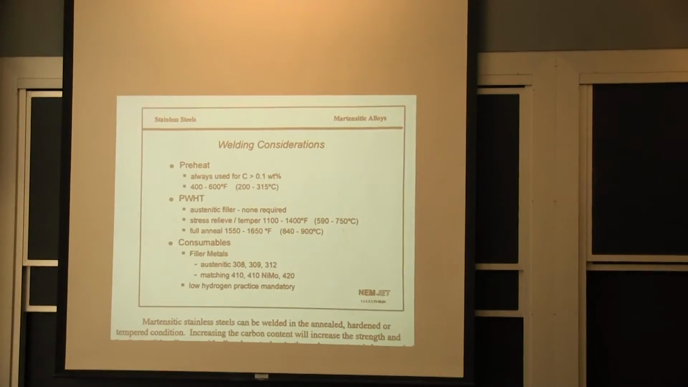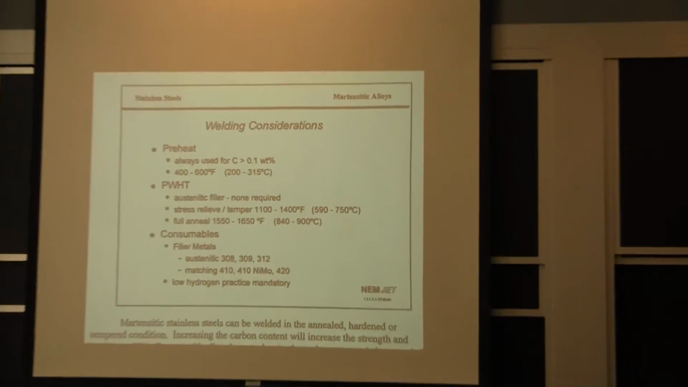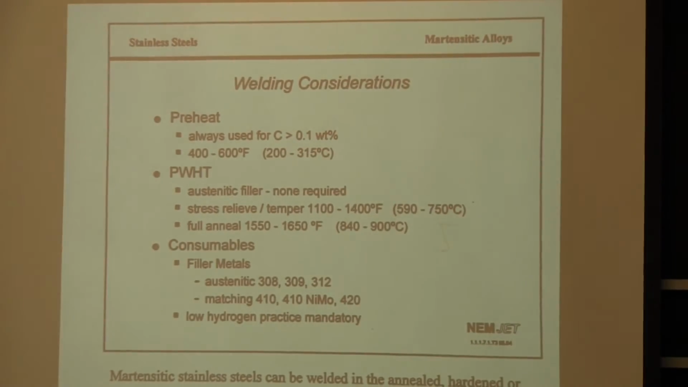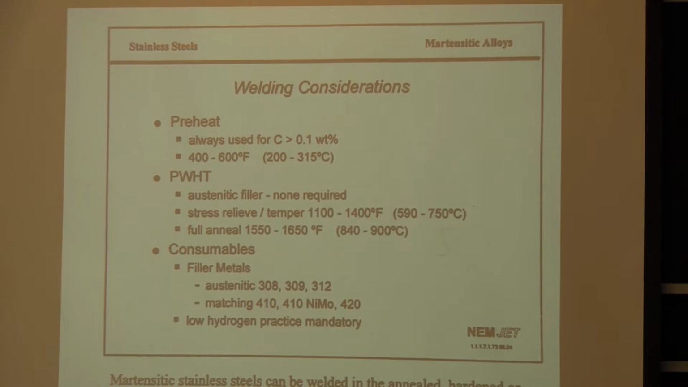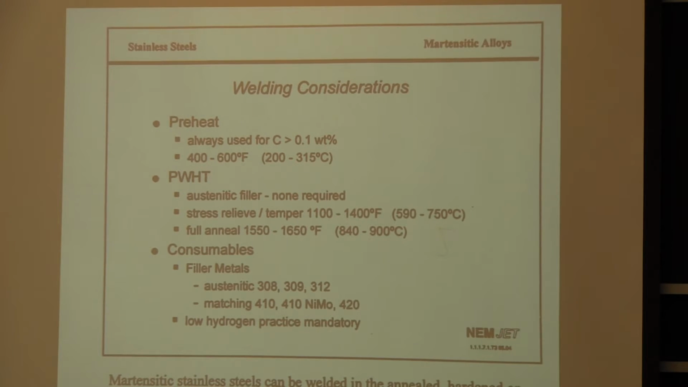Some other things to consider are which consumable you might use. The austenitic filler metals have a lower strength and good ductility, and so they might reduce the stresses in your weld zone. The concern there is they're not as strong, so if the reason you're using the martensitic stainless steel is because you're worried about strength, then you need to use a matching filler metal or something close. With that, you will need to do a post-weld stress relief treatment.